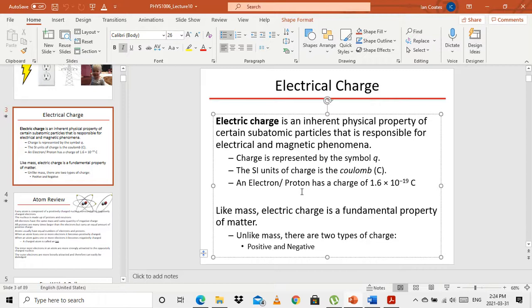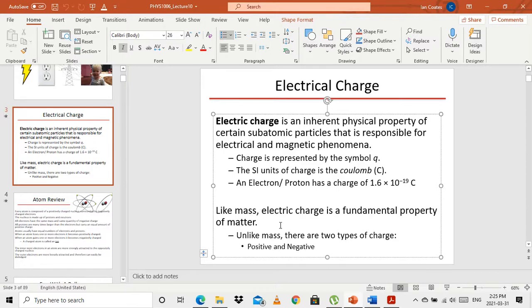And this one here is a good one to know. It's written on your formula sheet. One electron or one proton has a charge of 1.6 times 10 to the negative 19 coulombs. That's a constant. So for electrons, that would be negative 1.6. For protons, that would be positive.